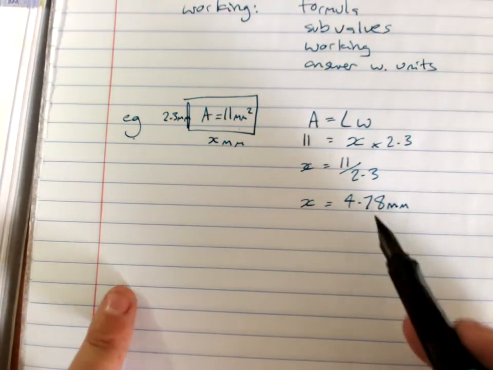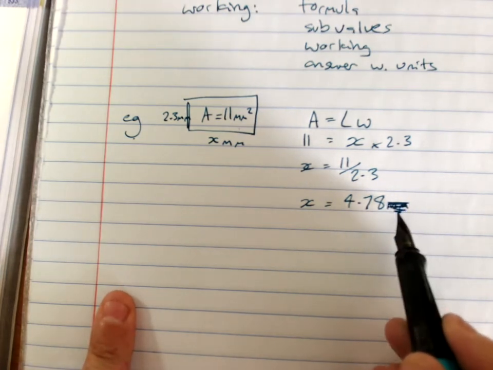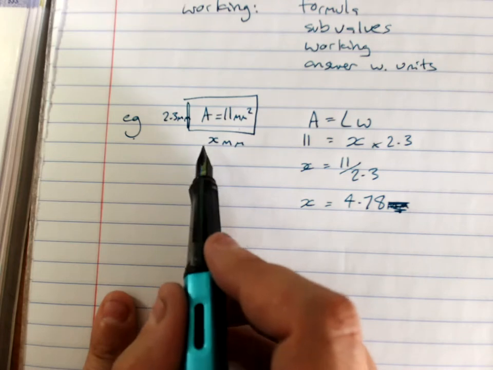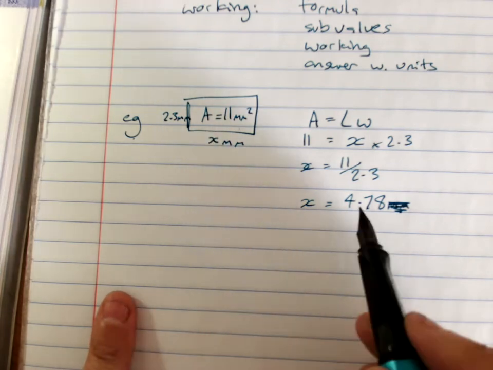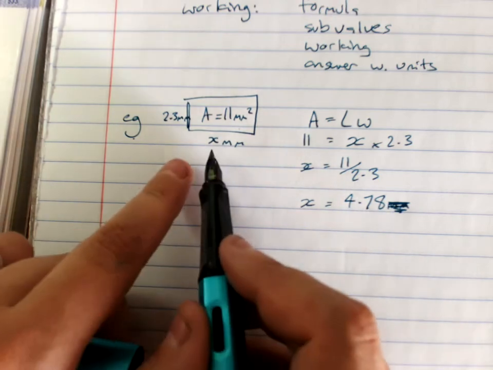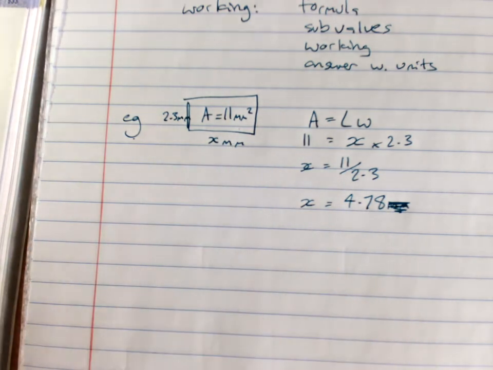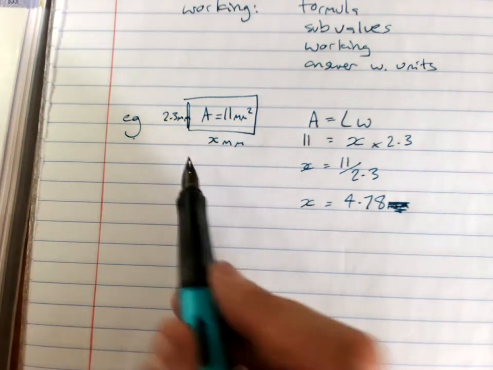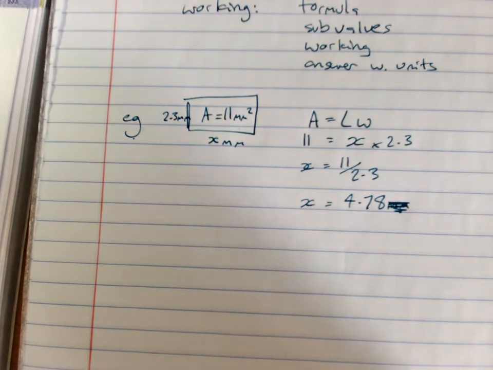Now actually I'm a little incorrect there, because I don't need to say millimeters, because the question says x millimeters, so the thing that goes in the x place is just 4.78, because then this would read 4.78 millimeters. If they'd just said to find x and hadn't said millimeters, then I'd say x equals 4.78 millimeters. There's a subtle difference there.